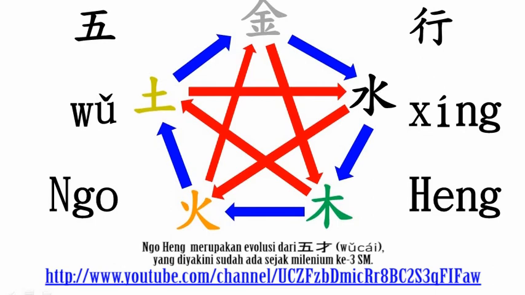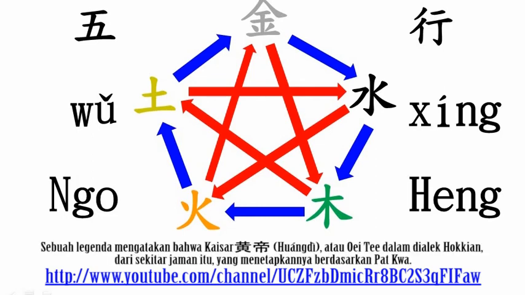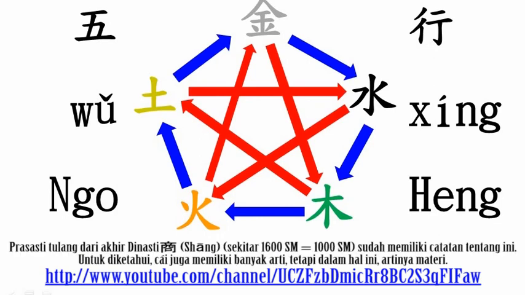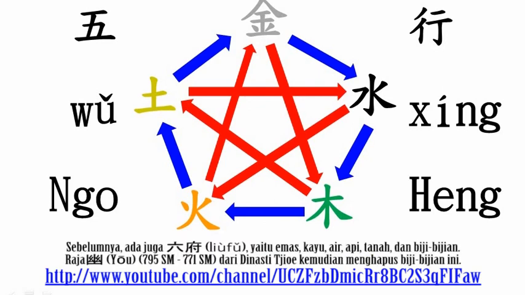It evolved from 五才 knowledge, which was believed to have already existed since the 3rd millennium BC. A legend said that Emperor 黄帝 from around that time established it based on 八卦. Bone inscriptions from the late Shang dynasty, about 1600 BC to 1000 BC, already had records on this 五财. By the way, 财 also has multiple meanings, but in this case it means material.